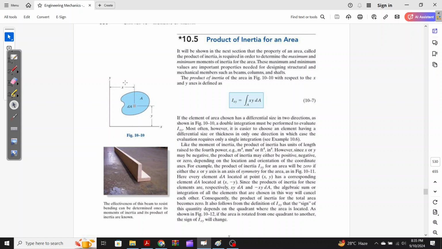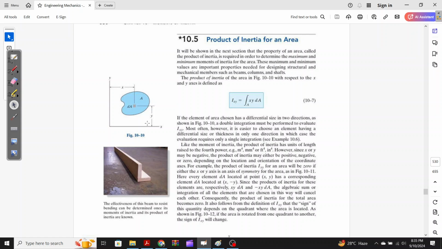If this is our first quadrant, and this area A is in the second quadrant, then with this as our origin, x will be negative and y will be positive. If we are in the third quadrant, x and y will both be negative. So you have to be very careful about x and y, because this product will tell you whether the Ixy quantity comes out positive or negative. This is very important.